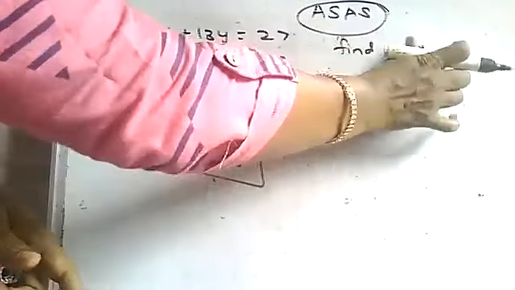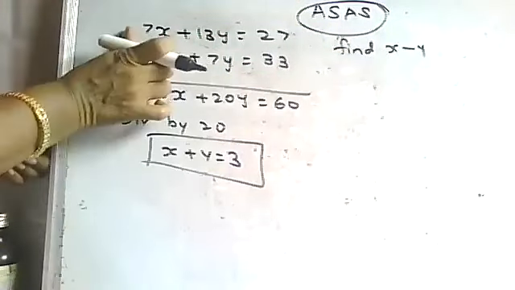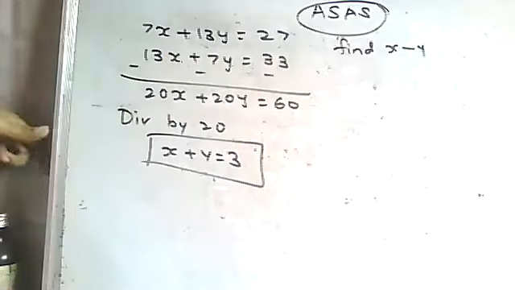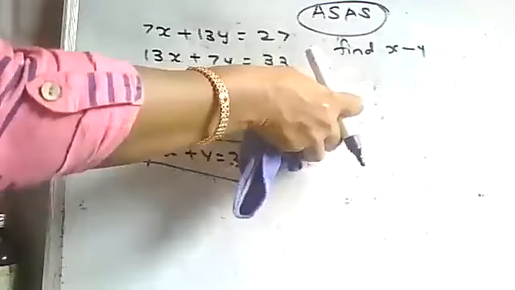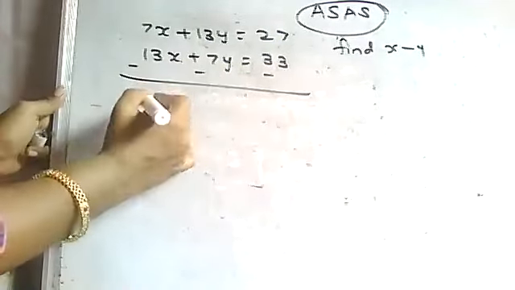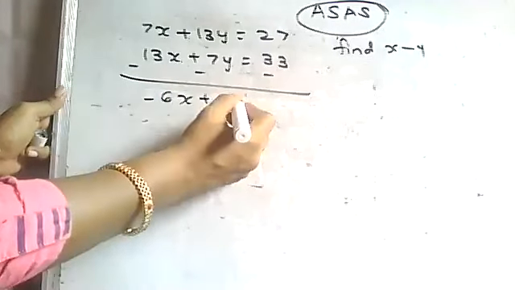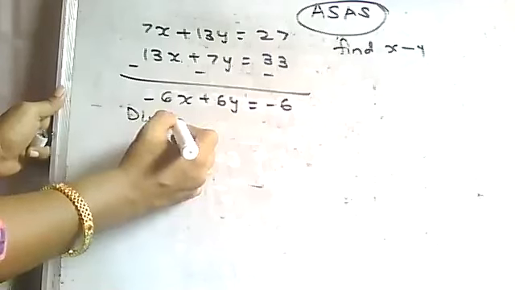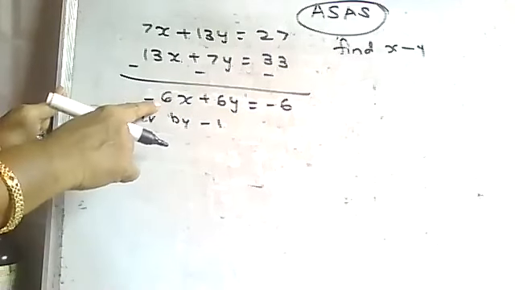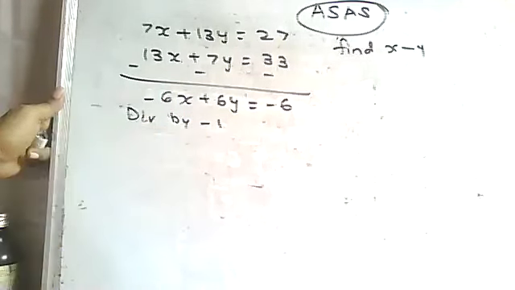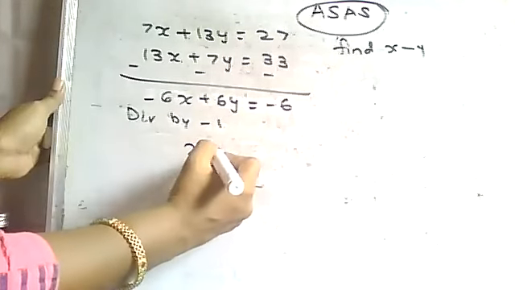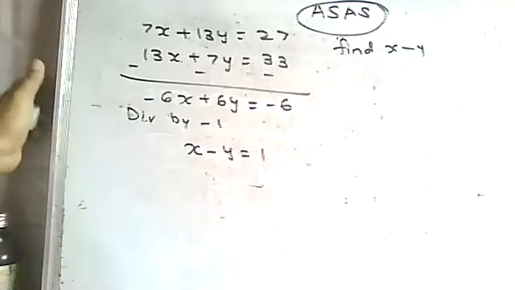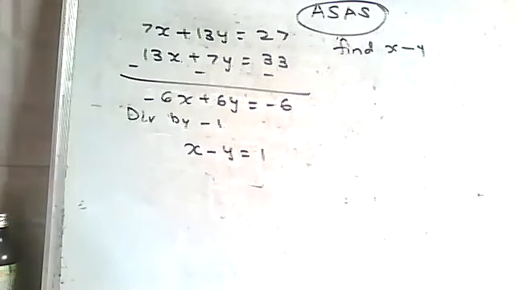In the same way, they may ask you x minus y. So subtraction, so minus 6x plus 6y is equal to minus 6. Dividing by minus 1, because I need positive over here. When you divide by negative, all signs are going to change. x minus y is equal to plus 1. So x minus y ka value is plus 1.